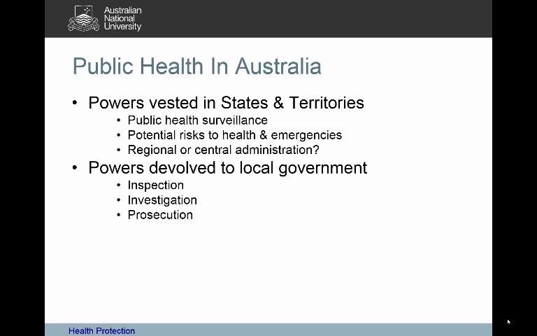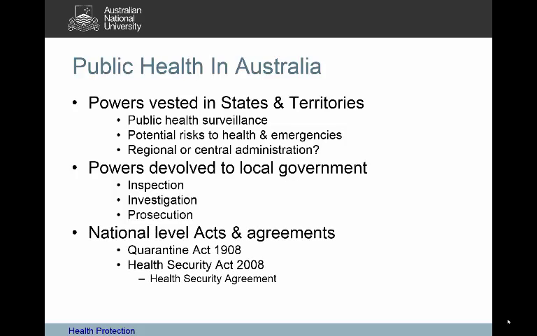In many instances, powers are devolved to local government, so inspection, investigation, prosecution. And if you think about inspecting food businesses, for instance, that is not the job of central government in most states and territories in Australia. It's actually the job of councils or a food authority. Similarly, to investigate local public health problems, they will be in bylaws in councils, and also for prosecutions as well.